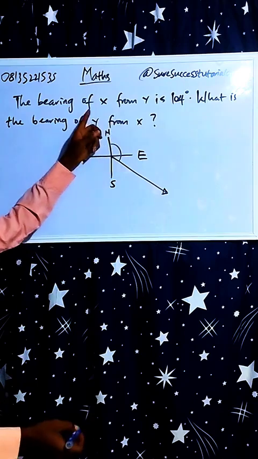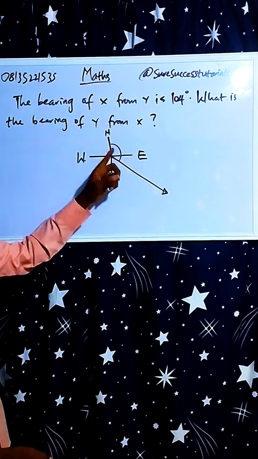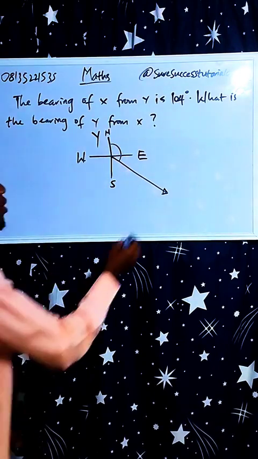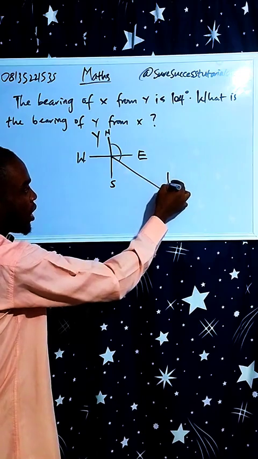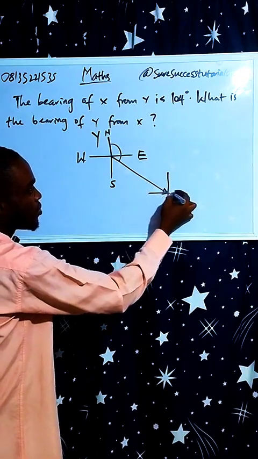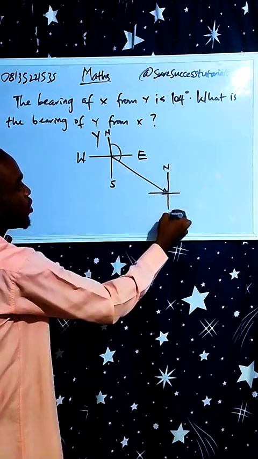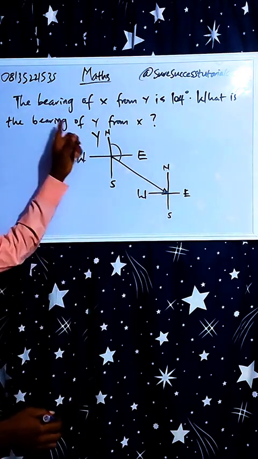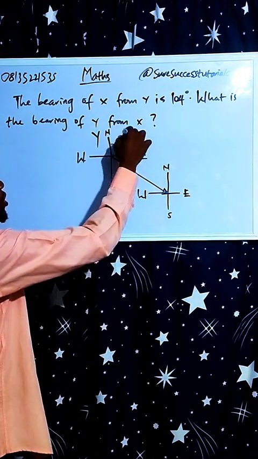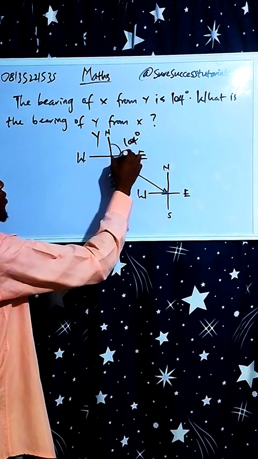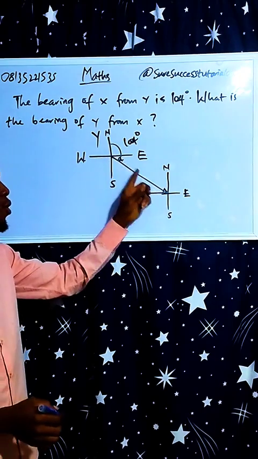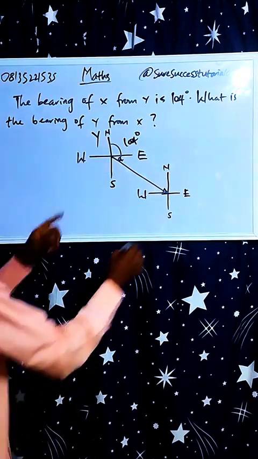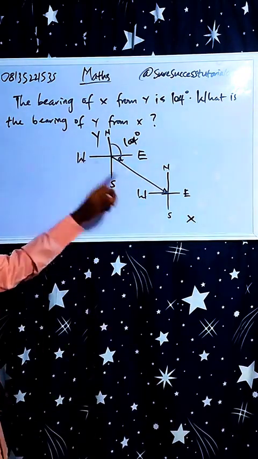The bearing of x from y. Let's call this y. I'll draw my four cardinal points around here as well. Don't forget your north, your south, your east, and your west. So the bearing of x from y is 104 degrees, so the whole of this part is 104 degrees. So what will now be the bearing of y from x?